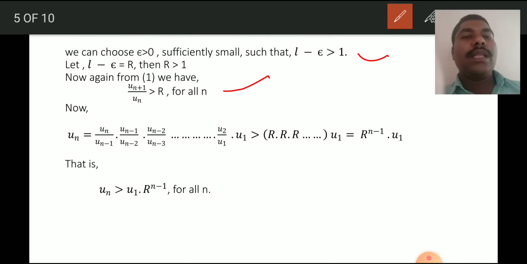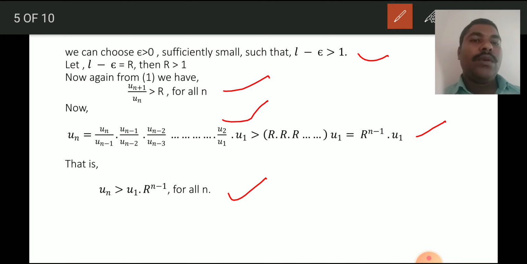Now, un can be written as un by un minus 1, un minus 1 by un minus 2, un minus 2 by un minus 3, up to u2 by u1 into u1, which is greater than r into r dot dot dot into u1. So that is r raised to n minus 1 into u1. So that is, un is greater than u1 into r raised to n minus 1 for all n.